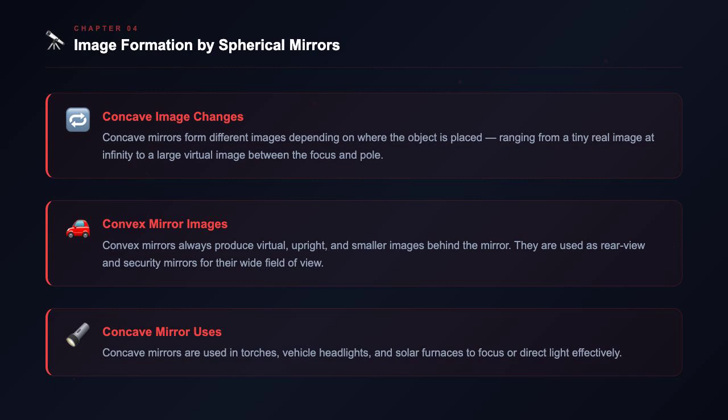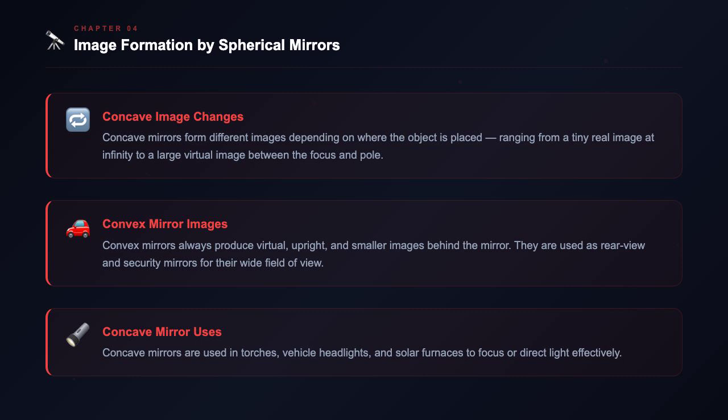Concave mirrors create different images based on object placement. At infinity, the image is a tiny, real, upside-down point at the focus. As the object moves closer, the image changes. Beyond the center of curvature, the image shrinks. At the center, it's identical in size.